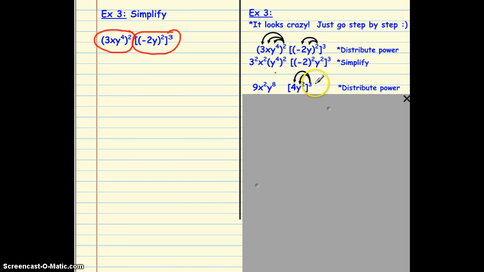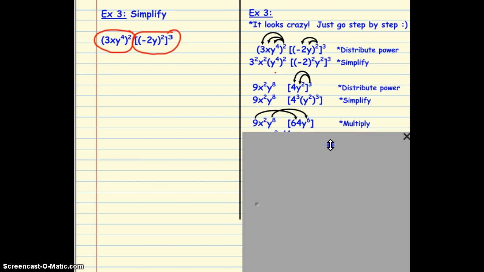Again, we have a power to a power, so we're going to distribute this exponent of 3 to each thing inside the brackets. So distribute the 3 to the 4, and distribute the 3 to the y squared. When we do that, we get 4 to the 3rd, and y squared also to the 3rd. As we simplify, 4 to the 3rd power is 64, and y to the 2nd to the 3rd power, we can just multiply. Sorry about that announcement. So as I was saying, y to the 2nd to the 3rd power, we multiply those together, and we get y to the 6th.